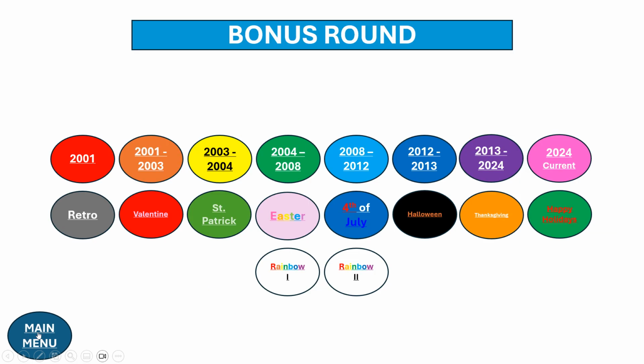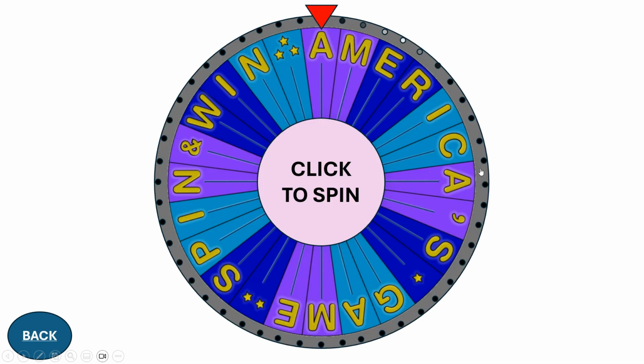$25,000. Now let's move on to 2013 till 2024. Here we have three colors: violet, blue, and aquamarine. Still the same lettering, but this time the letters are in yellow. We have America's Game, Spin and Win.